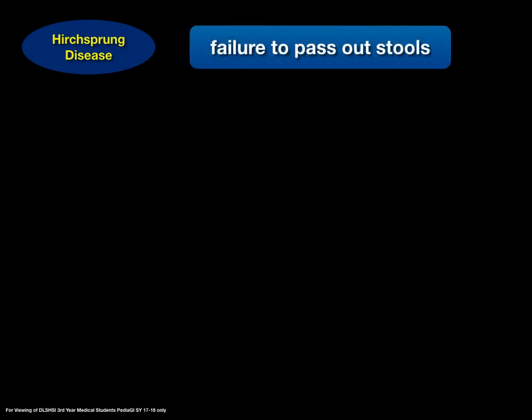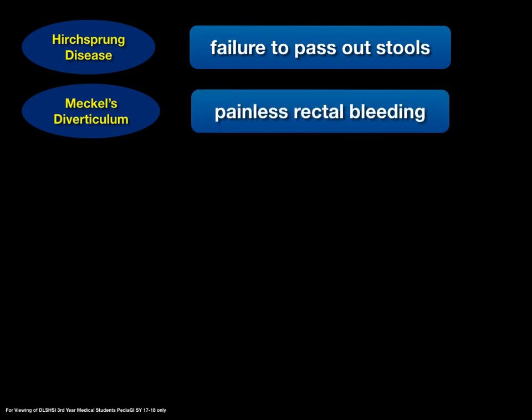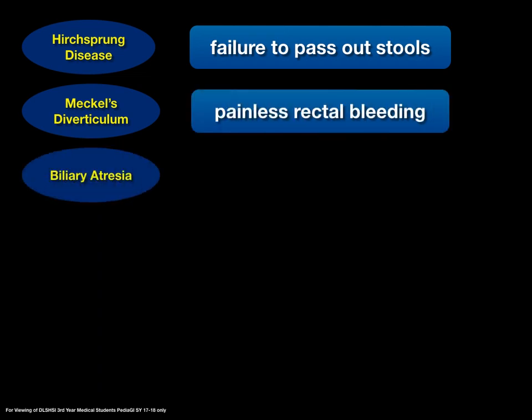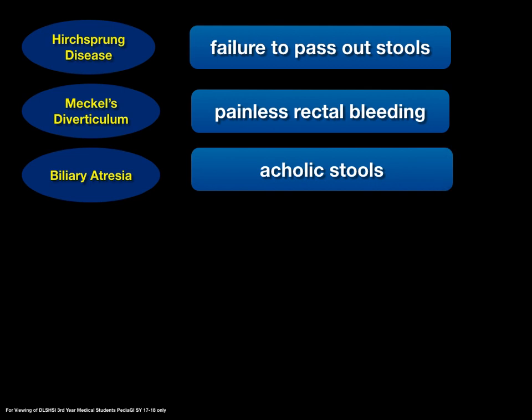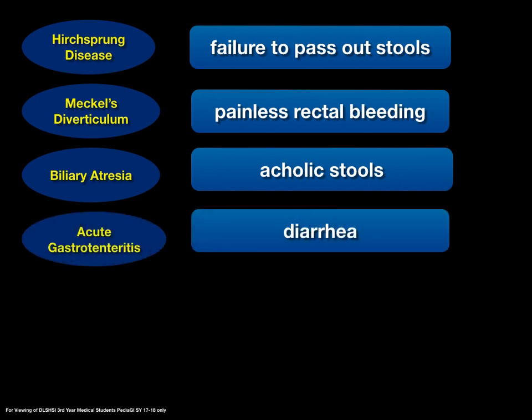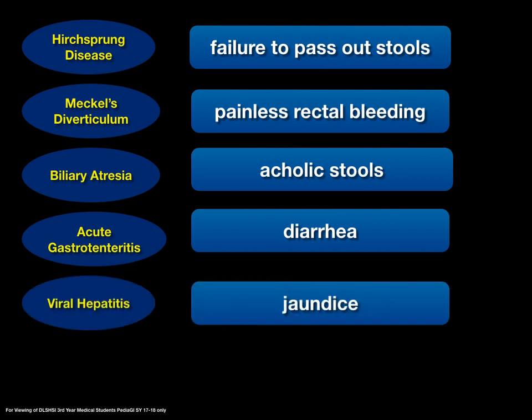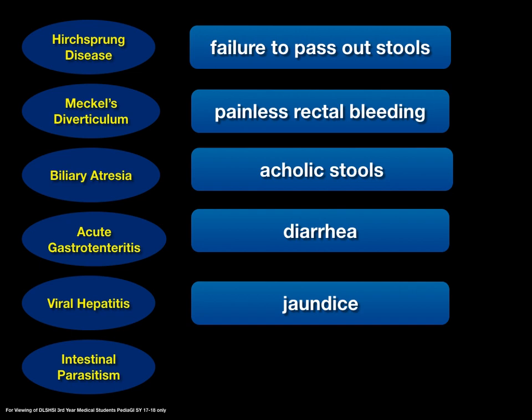In summary, Hirschsprung disease presents as failure to pass out stool, Meckel's diverticulum as painless rectal bleeding, biliary atresia as acholic stools, acute gastroenteritis presents with diarrhea, viral hepatitis presents with jaundice, and intestinal parasitism as passage of worms.